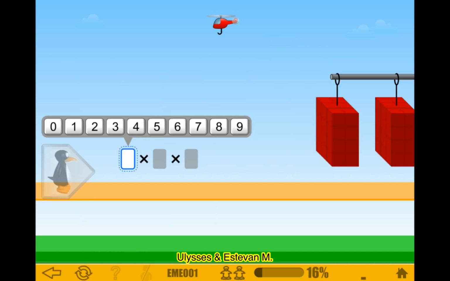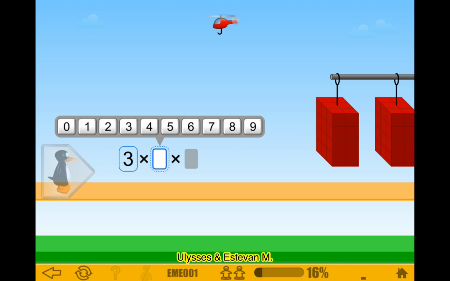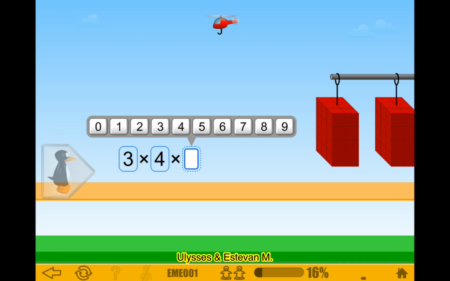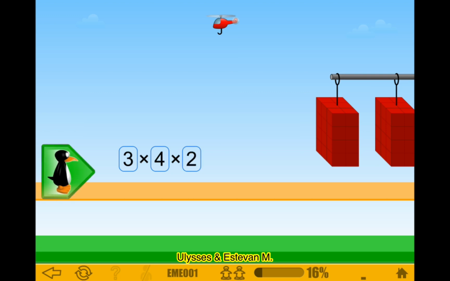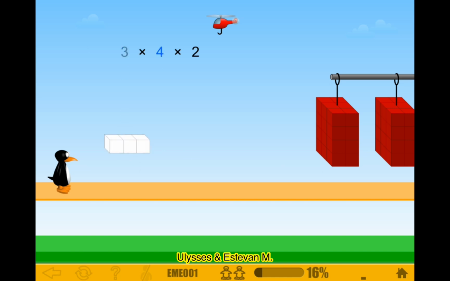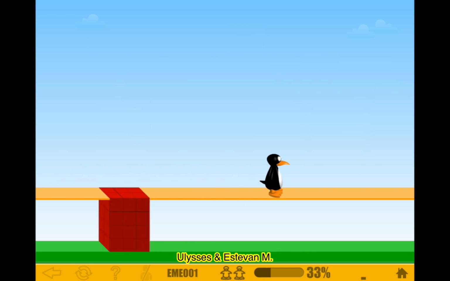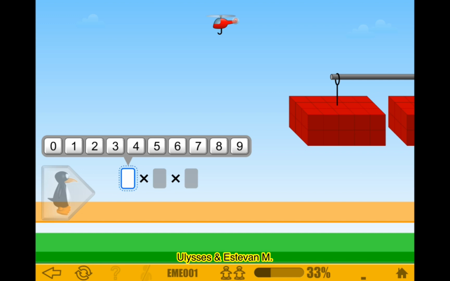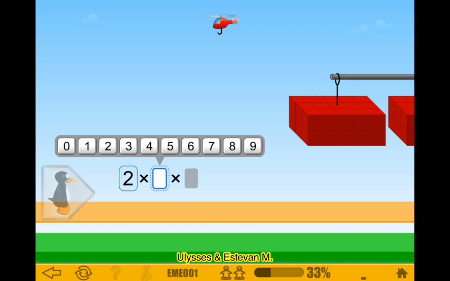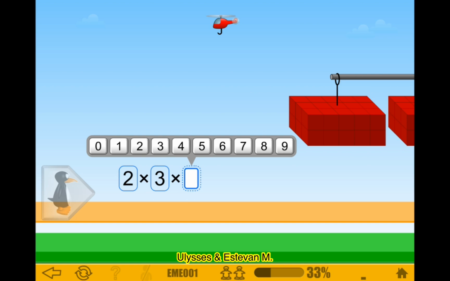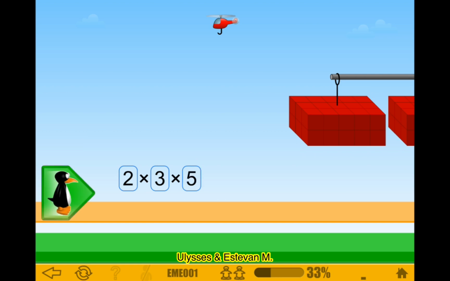Length. Ooh, the double cha-ching. I like that. Okay, so we're gonna do three times four, which is height. It's two. Yeah. Three, four, two. Alright, so this one would be two times three times five, I think. Yep, it's five.